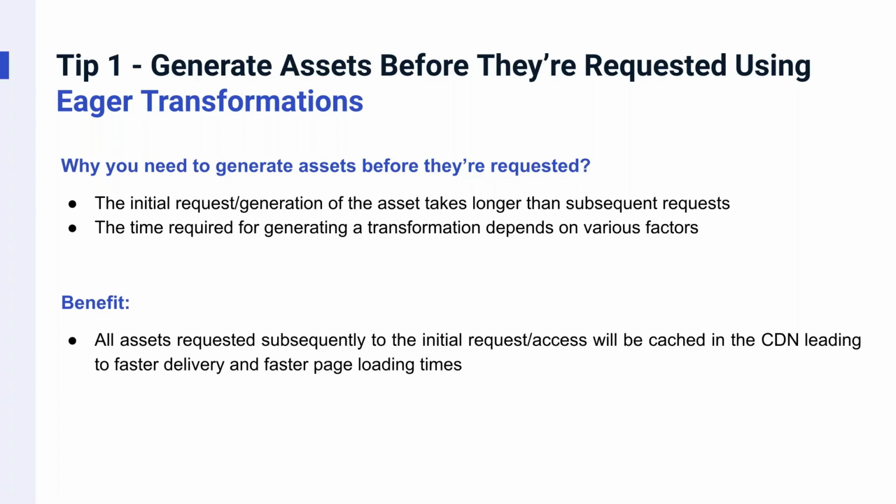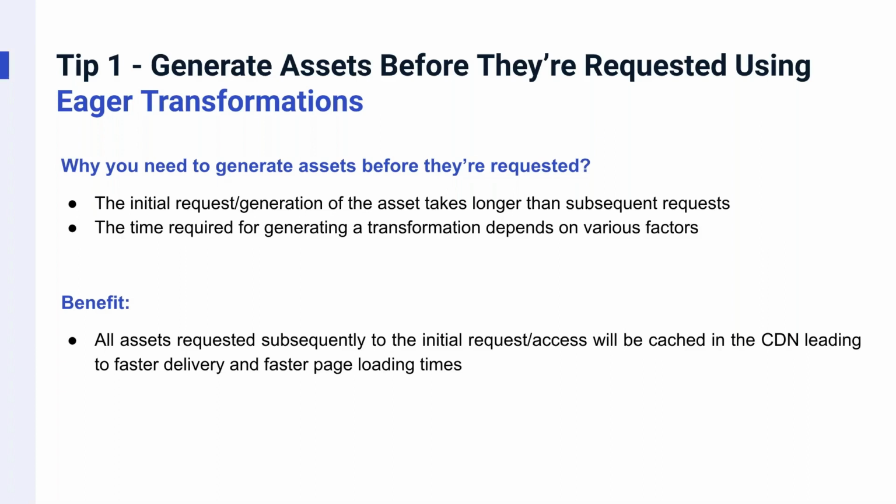But note that once the asset is generated for the first time, the transformed asset is henceforth cached and ready to be delivered via CDN for all subsequent requests, meaning that it will now be delivered faster, leading to lower latency and faster loading times.